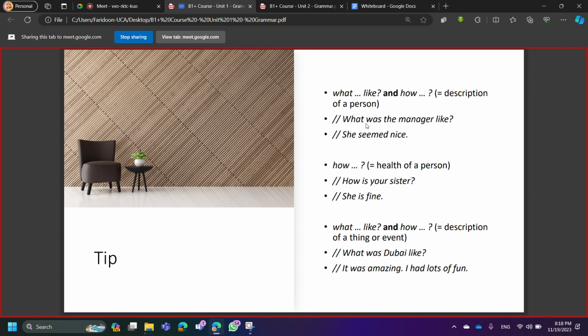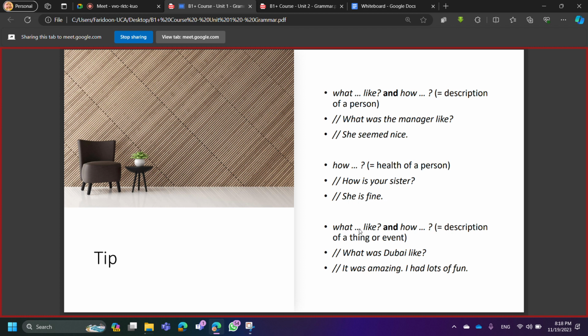Okay, for instance, like what was the manager like? Oh, yeah, she seemed nice. She seemed nice, meaning that she was a good person. What was the manager like? And if you say, like, how blank, whatever, it continues to ask about the health of a person. For instance, how is your sister? She is fine. She is fine.